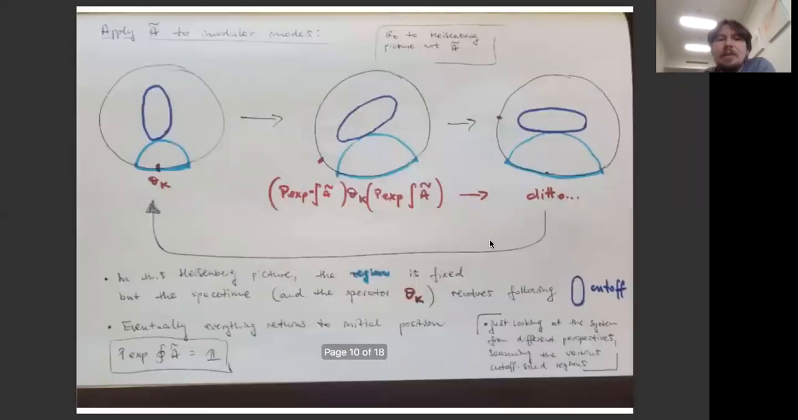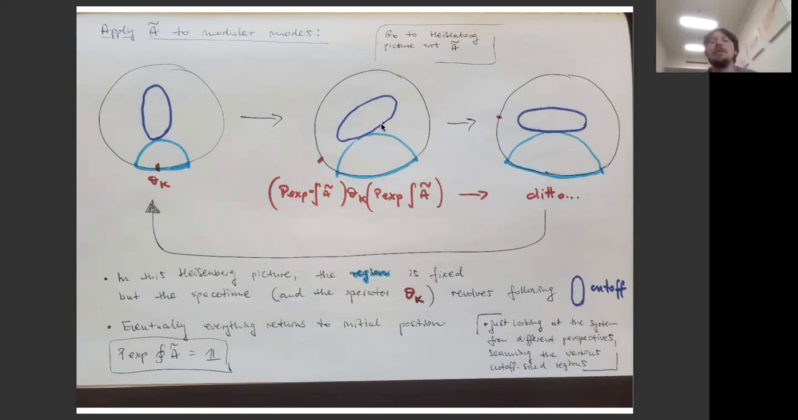Okay, so the last thing I want to do before actually telling you what the algorithm is, I want to apply this A tilde that we just constructed to modular modes, essentially by going to the Heisenberg picture with respect to A tilde. So I start with some modular mode here, and then when I go here, what does it mean to go to the Heisenberg picture? It means that my state is staying fixed. In this case, the density matrix of my region is staying fixed, but actually the entire space-time is moving around me. So that's what I drew here by visibly rotating the cutoff surface. Also, this point got rotated to the side.